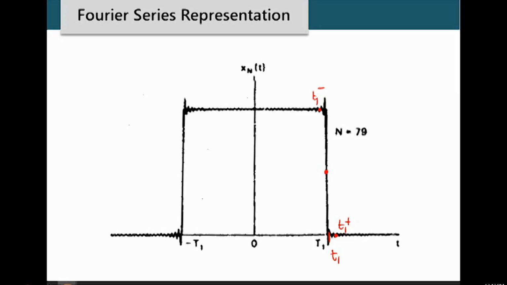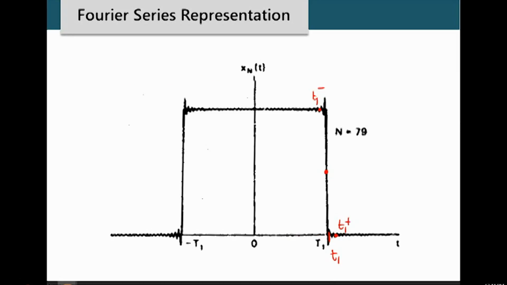Gibbs found that as the number of harmonics in the partial sum is increased, the ripples in the partial sum become compressed towards the discontinuity as observed here. But for any value of capital N, that means for any number of harmonics, the peak amplitude of the ripples remains the same, and this behavior is called the Gibbs phenomenon. And this is typically observed in signals which have jump discontinuity.